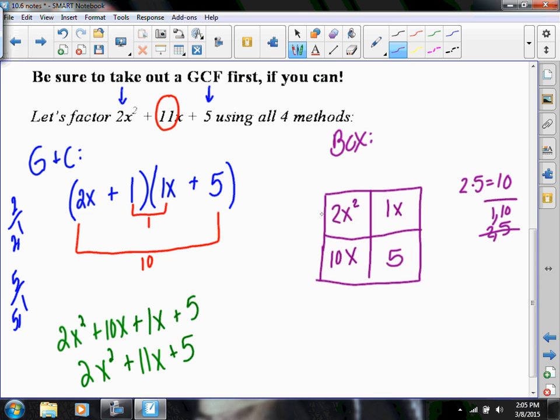And then just like before, you're going to take out a GCF. So if I look at my row here, I have an x in common. If I look at the bottom row, I'll have a 5. If I look at this first column, I'll have a 2 and an x. And if I look at this last column, they don't have anything in common, so that's just a 1. Now the 1 and the 5 are positives. So now if I rewrite those GCFs in their own little parentheses, I have my factored form.